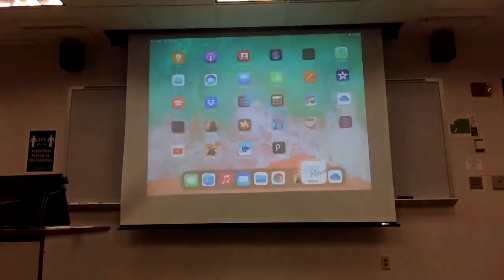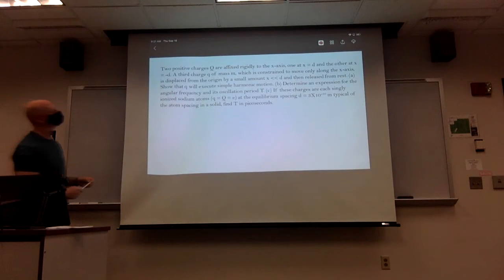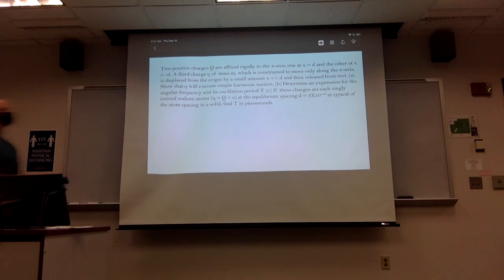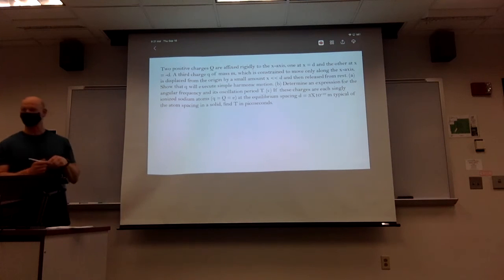Now the problem goes on to say, I'm going to take a 3rd charge, which has a charge of little q and a mass of M, and I'm going to bind it to move only along the x-axis. I'm going to put it at the origin, but then I'm going to displace it a small distance in one direction.